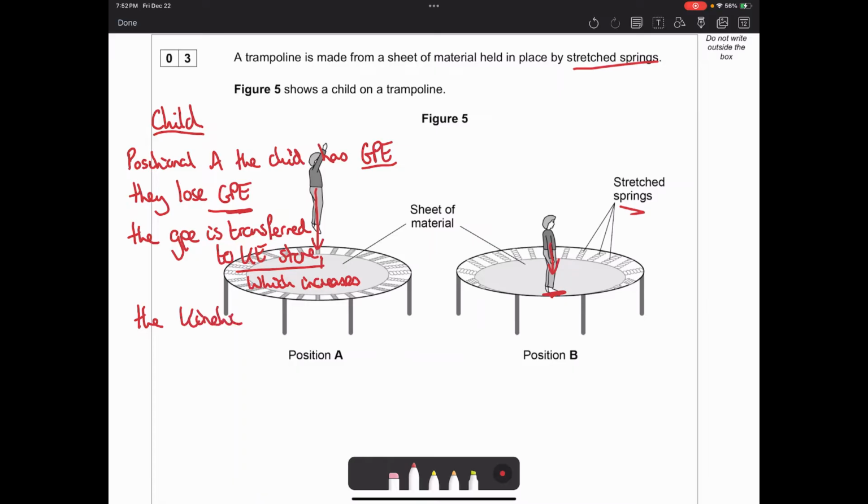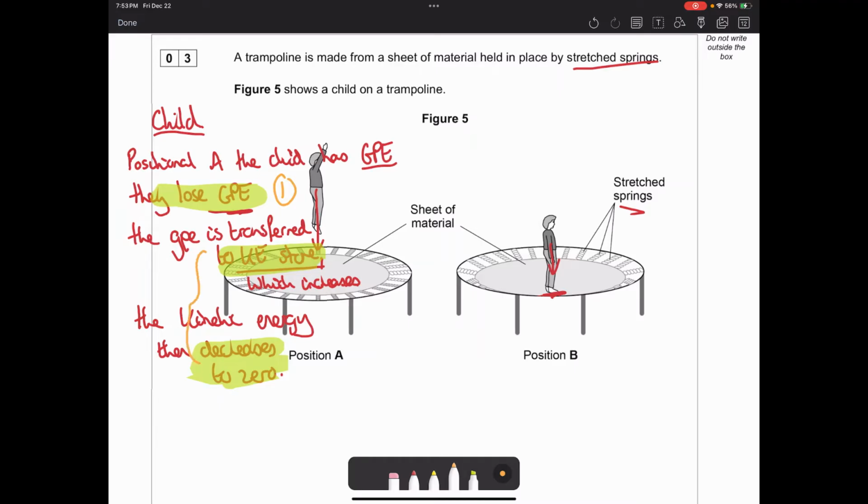The kinetic energy then decreases to 0. So you've actually got to say 3 things to get both marks here. You've got to say for position A, they are losing gravitational potential energy. They then gain the kinetic energy, but then when they hit the sheet of material, it decreases to 0. You'd get 1 mark if you're saying that they lose GPE, but you need both of these 2 points to get mark number 2. So that's about the child.